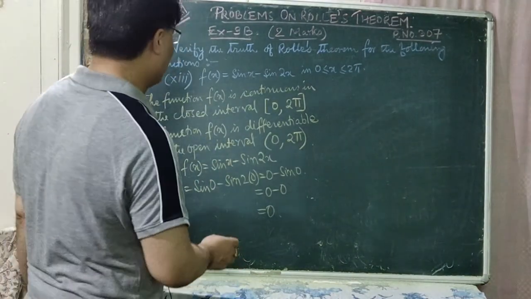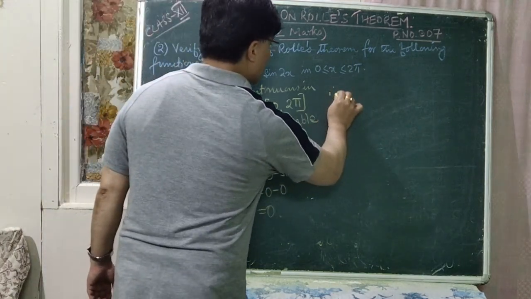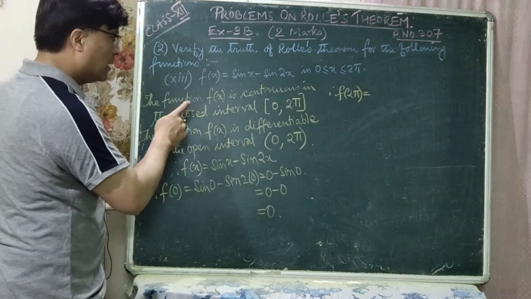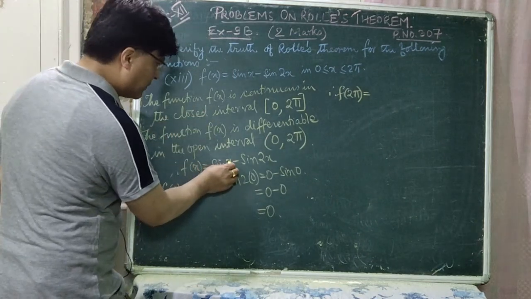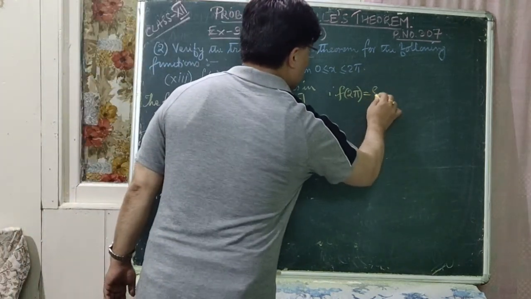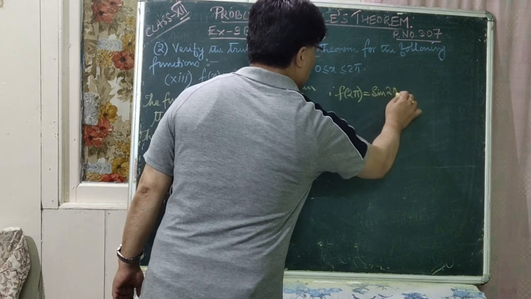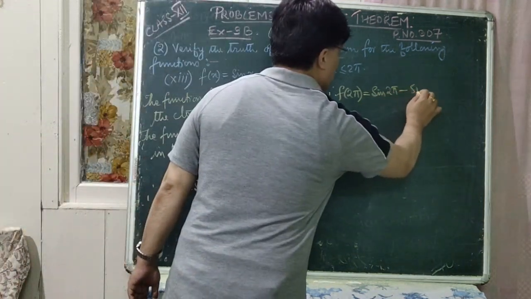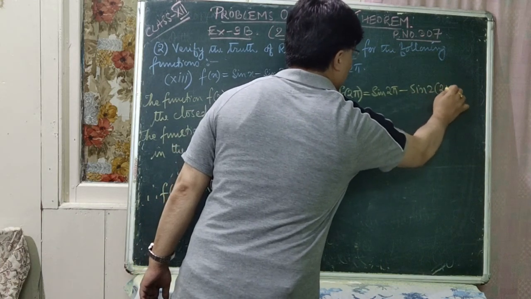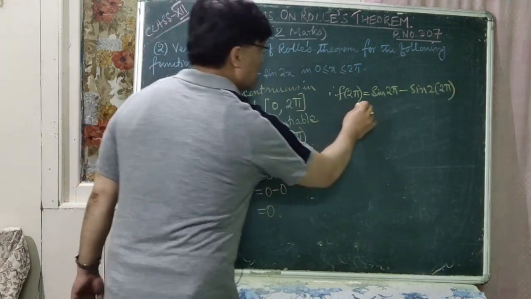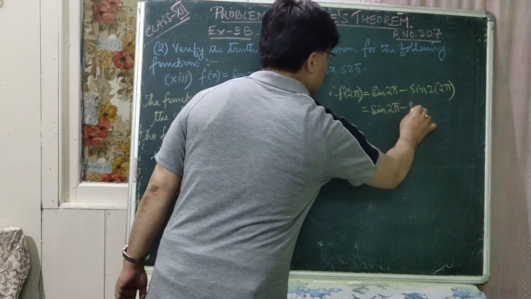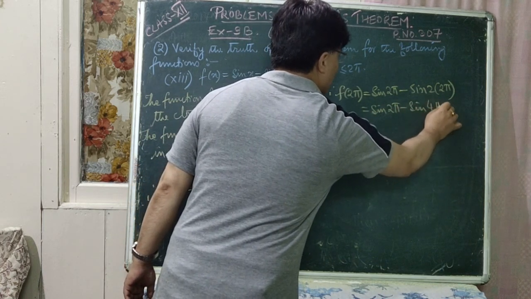Now let us find out f of 2 pi. So f of 2 pi is equal to, in this case, instead of x you write 2 pi: sine 2 pi minus sine 2 into 2 pi. It is sine 2 into 2 pi, right? So which is equal to sine 2 pi minus sine 4 pi.